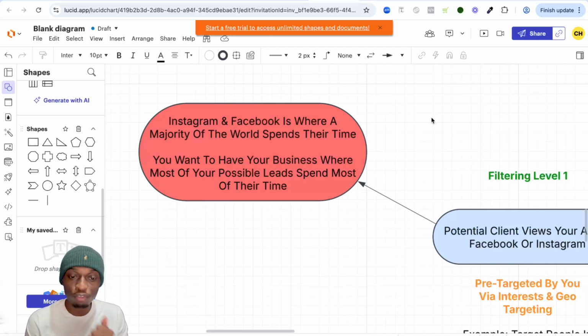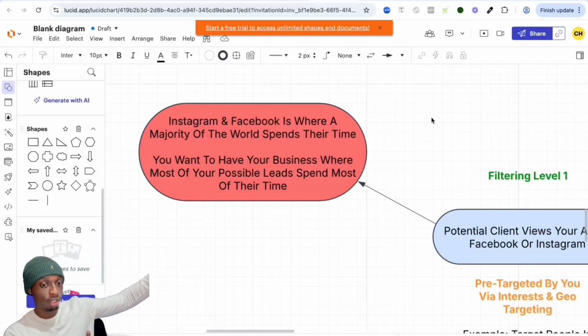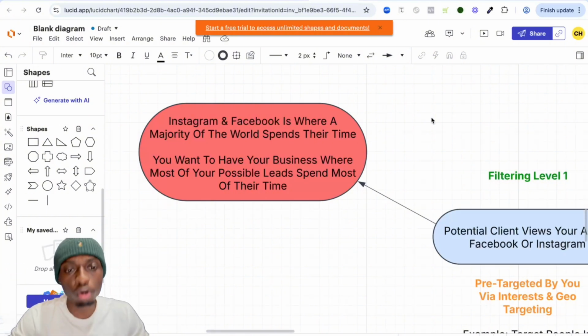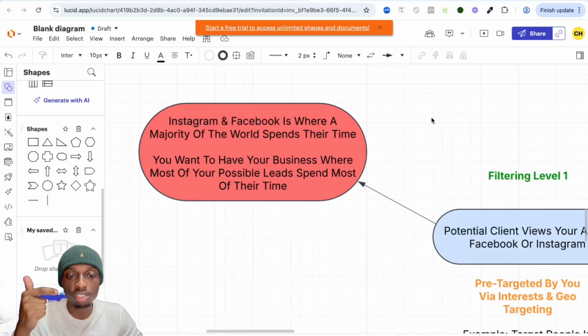You've got to try to level the playing field. You might not have the money for the billboard, but you have the $100 or $50 a day to spend on Facebook and Instagram ads. I can go into this all day, but the main point is you want to be running Facebook and Instagram ads because that's where most of people's attention is nowadays. All right, let's continue.